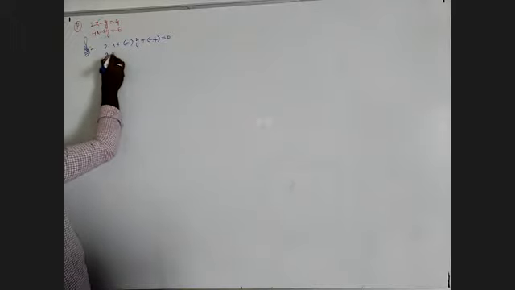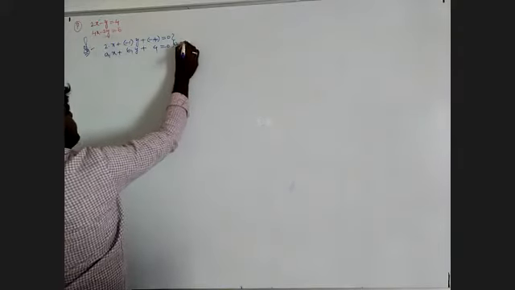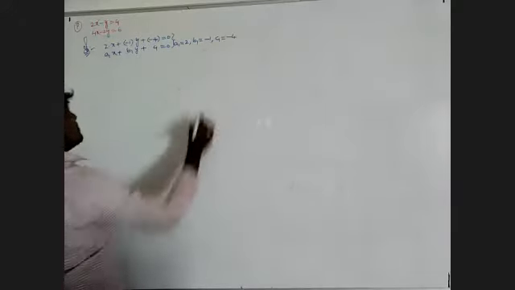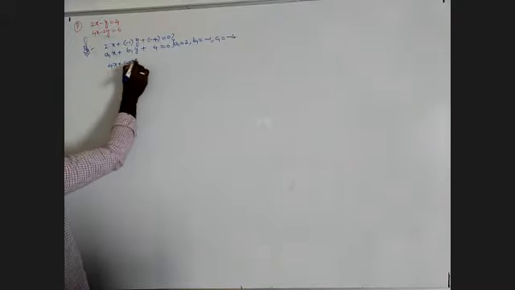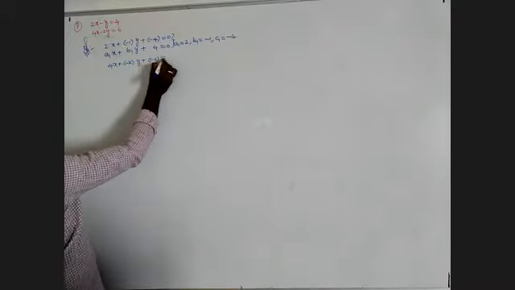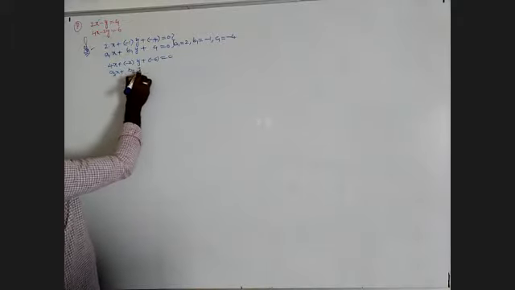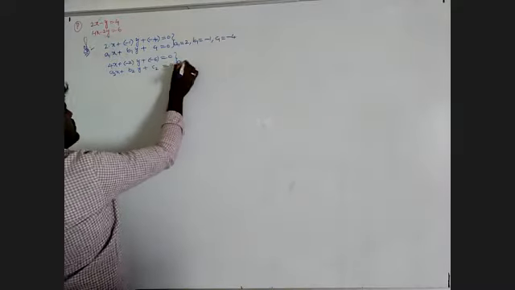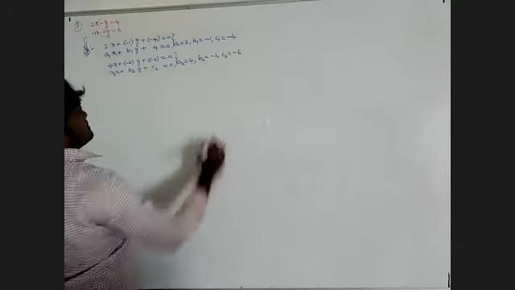This we have to compare with a1x plus b1y plus c1 is equal to 0, where a1 is equal to 2, b1 is equal to minus 1, c1 is equal to minus 4. And also I have to take the second equation, 4x plus of minus 2 into y plus of minus 6 is equal to 0. This we have to compare with a2x plus b2y plus c2 is equal to 0, where a2 is 4, b2 is minus 2, c2 is minus 6.